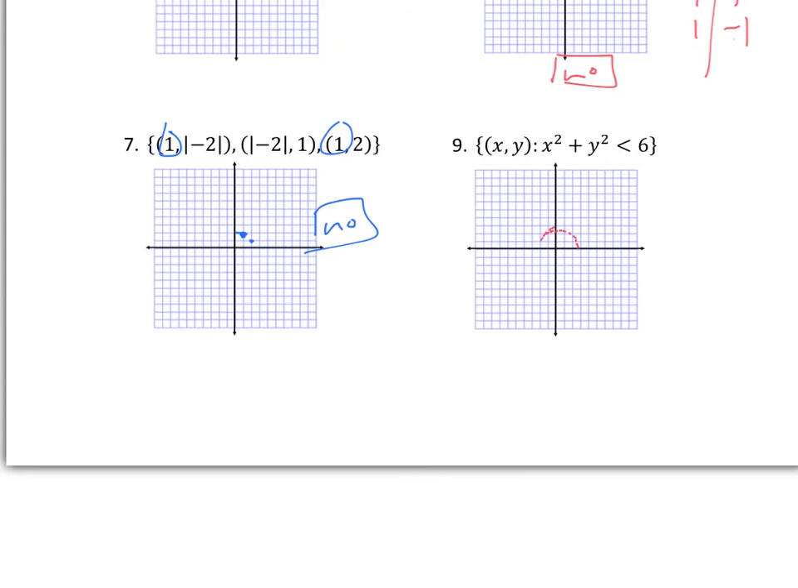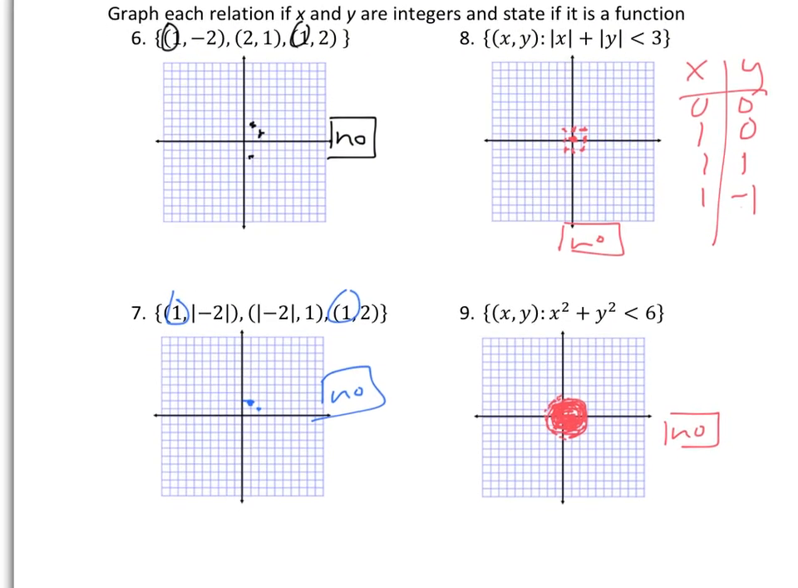Make this a dotted line. Good dotted line. Everything in the middle is shaded. All of those are points. This is a big closed-in circle, so that's clearly not going to pass the vertical line test. It's not a function. All right, that's it.